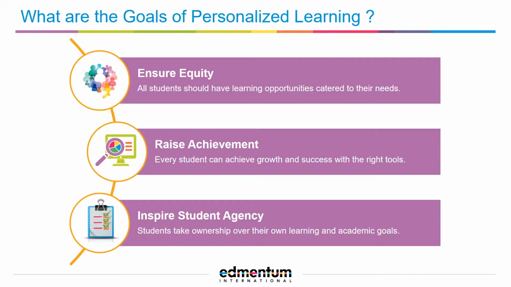Number one, ensure equity. What do I mean by that? That means being fair and impartial for each of your students. All students should have learning opportunities catered to their individual needs. Number two, raise achievement.